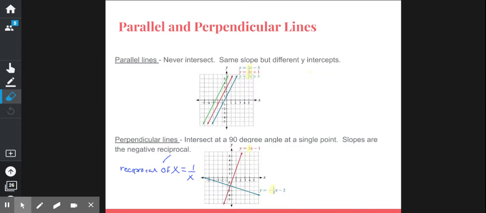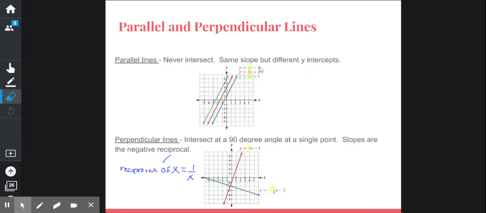Now we're going to take a look at parallel and perpendicular lines. Parallel lines are lines that never intersect. In the graph below, we have an example of 3 parallel lines. The green, red, and blue are all parallel because they never intersect. Another feature of parallel lines is that they'll have the same slope. Notice our slopes are all 2, but they'll have different y-intercepts.